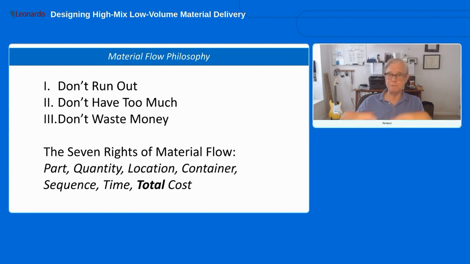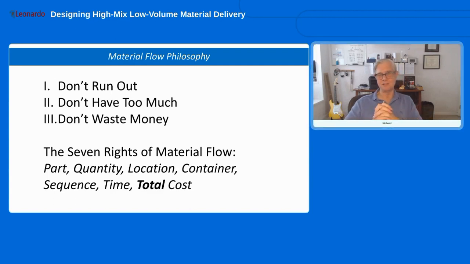We don't want to have an army of people delivering parts one by one to the line and achieving very low inventory, but having a huge support staff to do that necessarily. And when we talk about doing things right, we have the seven rights of material flow that I'll just mention in passing.